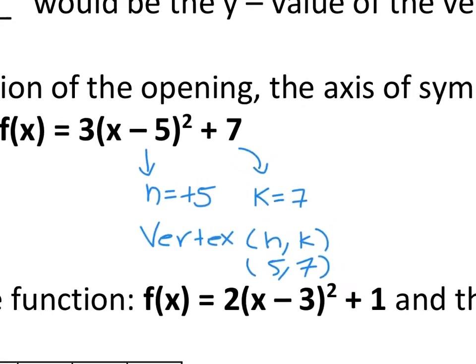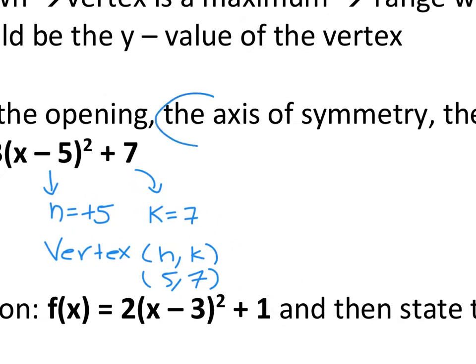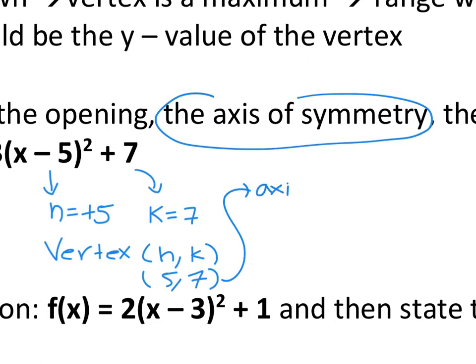Now from that vertex, I can determine a lot. So I can determine what my axis of symmetry is actually, which is this question right here. So the axis of symmetry is the x value of that vertex. It's the line that's cutting that parabola in half. So the x value for the line that cuts it in half is at 5.